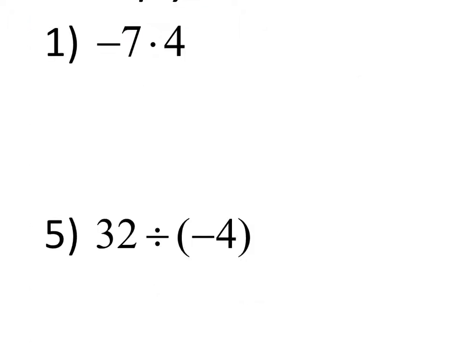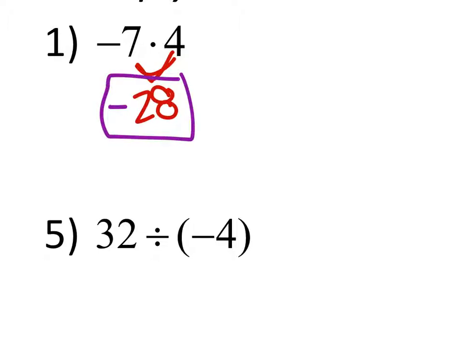Now here, number one, is saying we're going to take the opposite of 7 groups of 4. So can we find 7 groups of 4? Yeah, 7 groups of 4: 4, 8, 12, 28. There we go. But it's the opposite of 28, which is negative 28.